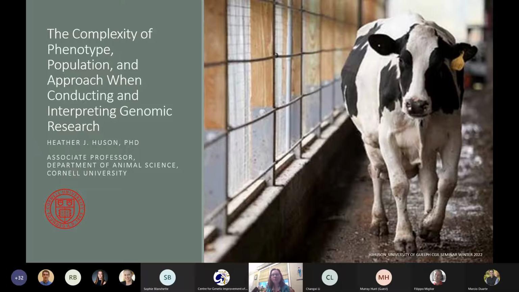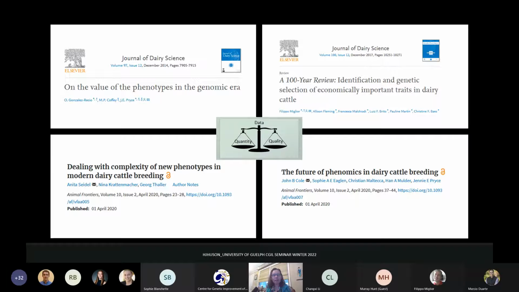Hence the complexity of the phenotype, population, and approach when we think about genomic research and interpreting that research. I put this up here, papers all about phenotypes and genetic selection, because it exemplifies the importance of generating data for use in genomic research. Oftentimes it's a balance of quantity and quality of data that as researchers we need to figure out when we have limited funds, logistical concerns, and need to reach statistical power. There are all kinds of things that go into that.